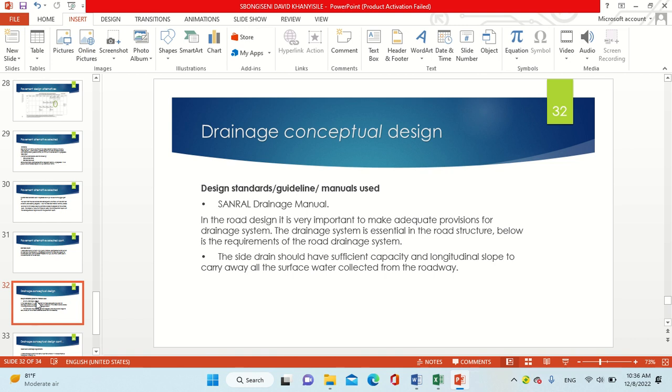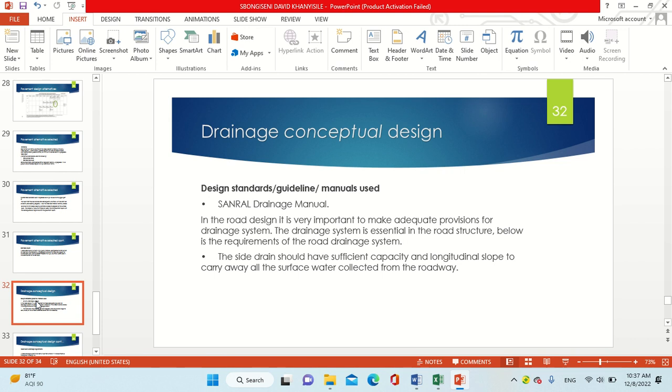Now let's look at the drainage design. We're going to look at the design standards of drainage and also the guidelines and manual used. We used the Drainage Manual, and we know that in road design it's very important to make adequate provision for a drainage system. Water can easily damage the road if you don't have a proper drainage design for that particular road. The drainage system is very important in the road structure.